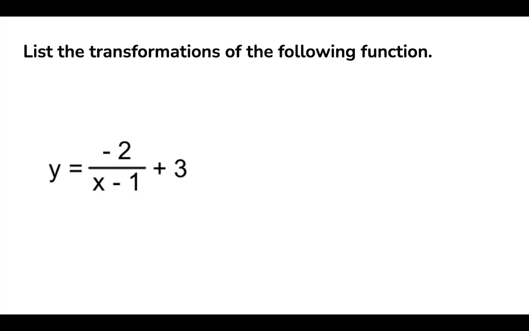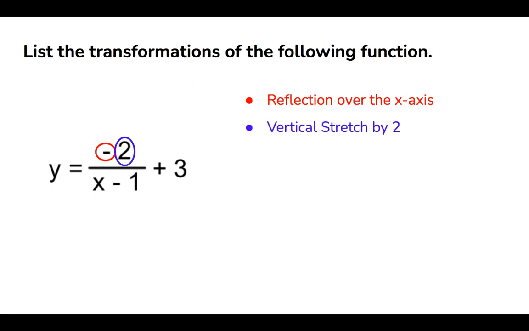List the transformations of the following function. If I have a negative on the outside, then that's a reflection over the x-axis. When I multiply by 2, that's a vertical stretch by 2. If it says x minus 1, then that is a shift right 1. And if I'm adding 3 on the outside, that's shift up 3. Now that we've listed the transformations, we could graph this using transformations.